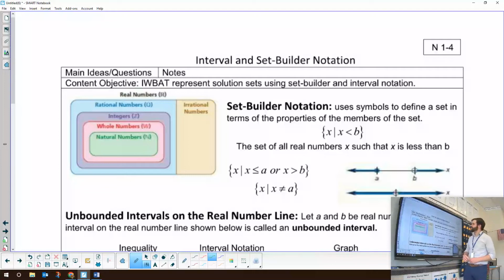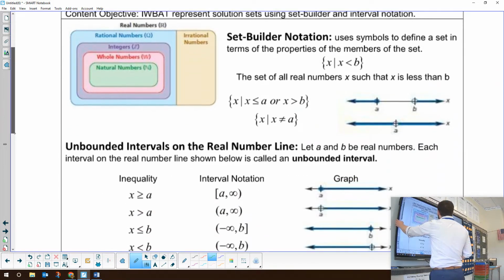Hey guys, today we're talking about interval and set builder notation. This is just how we're writing our answers. So literally all we're doing today, guys, is practicing writing our answers to inequality problems. We're not even solving any inequality problems. We're just practicing writing our answers.